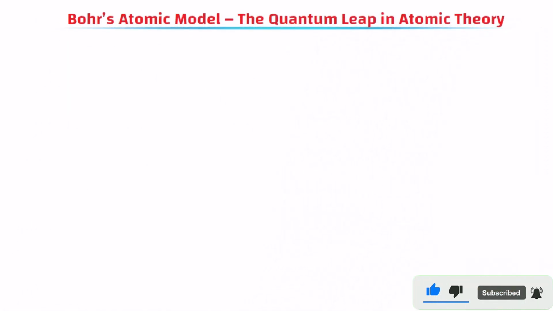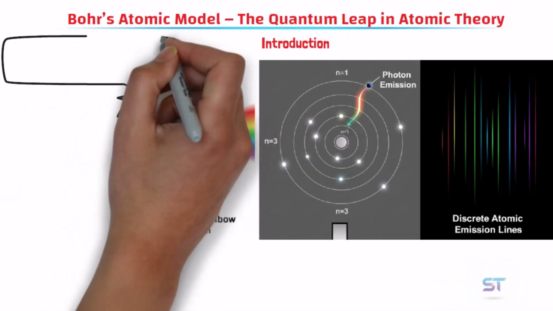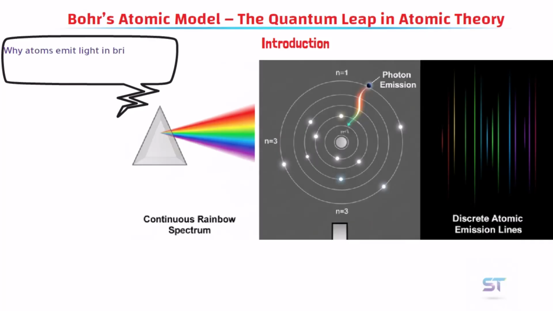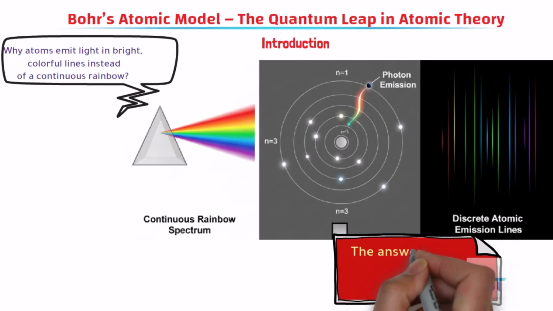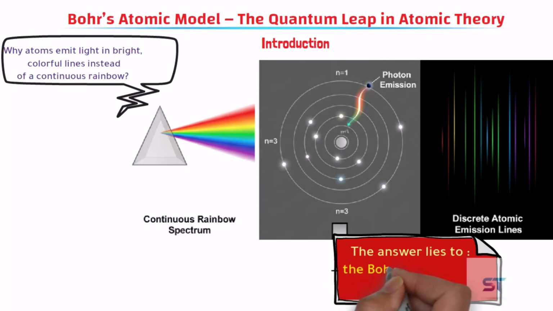Let's begin. Have you ever wondered why atoms emit light in bright, colorful lines instead of a continuous rainbow? The answer lies in one of the most revolutionary models in physics, the Bohr atomic model.